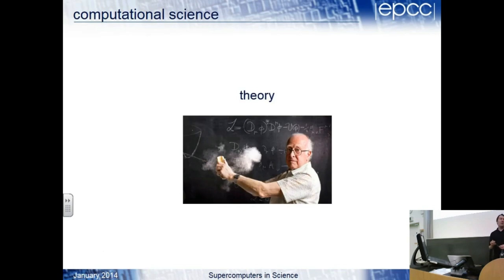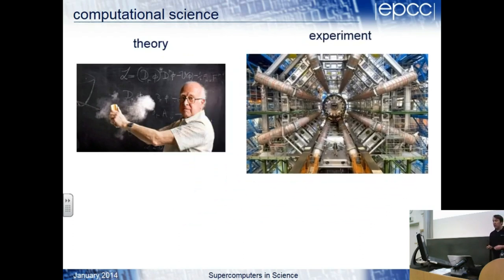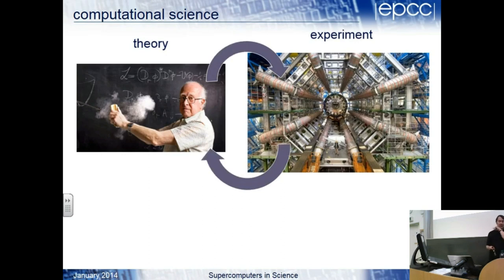The field which drives supercomputing is called computational science, not computer science, which is the scientific study of computers, but computational science, which is using computers to solve scientific problems. Since the time of Newton, the way that things worked is you came up with a theory, and here's a picture of Peter Higgs, who won the Nobel Prize a few years ago for his theory of the Higgs boson. You put it on a blackboard, and from that theory you made predictions and tested them in an experiment. This is the Large Hadron Collider, built at CERN, a multi-billion euro project to discover and confirm the existence of the Higgs boson, this particle that was predicted by Peter Higgs back in the mid-60s.